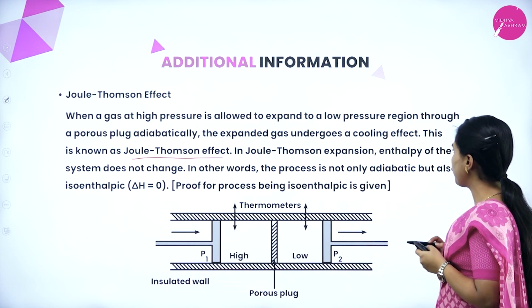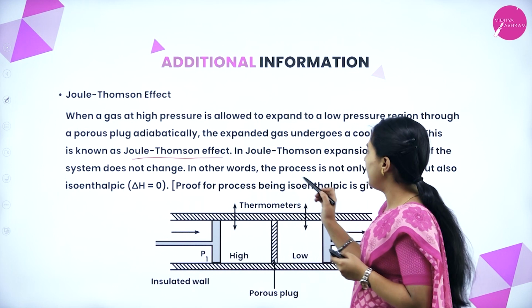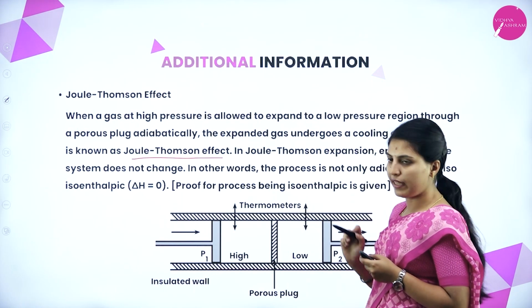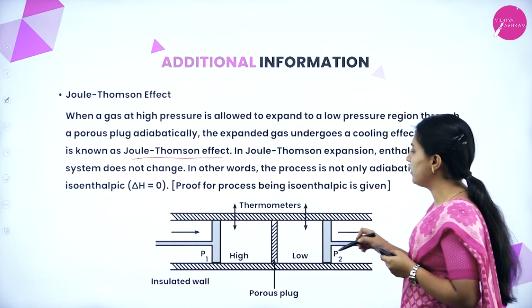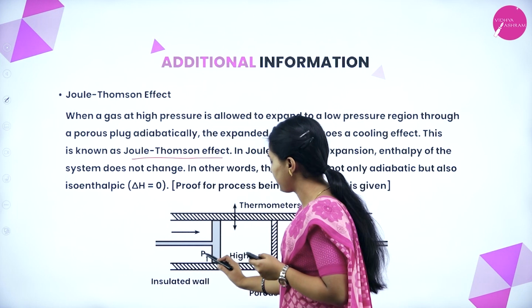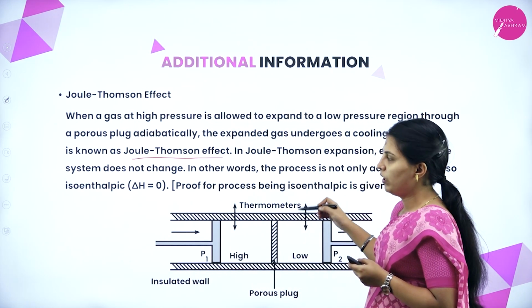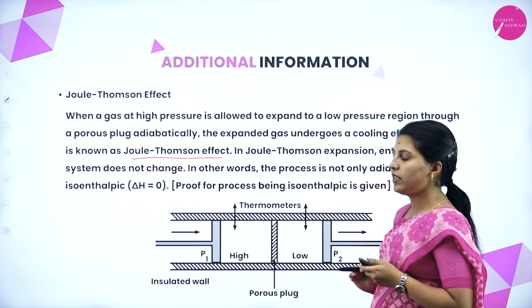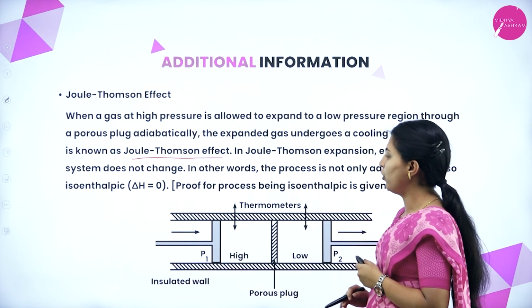In Joule-Thomson expansion, the enthalpy of the system does not change. In other words, the process is not only adiabatic but also isoenthalpic. Proof of it being isoenthalpic is given. See here, when gas goes from high to low pressure through a porous wall, it exhibits a cooling effect, and that effect is called the Joule-Thomson effect. These are all insulated walls.